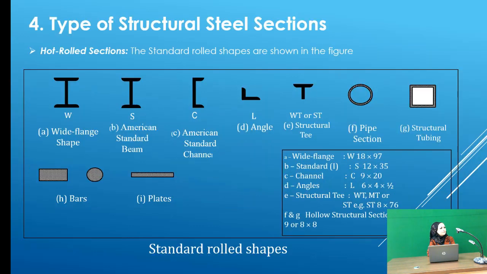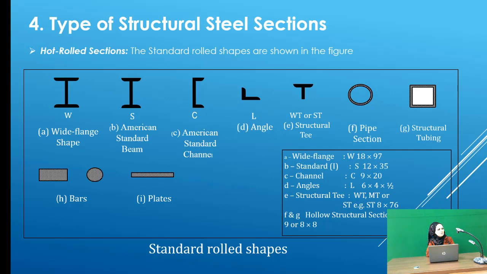The most important part in a steel structure construction is the structural steel section. We have many types of structural steel sections. The first type is hot rolled sections. The standard rolled shapes are shown in the figure. We have the wide flange shape, commonly used in steel structure construction, known as W shape, the American standard beam or S shape, the American standard channel or C shape, and L angles. We have two types of angle, equal length and different length, known as L section.